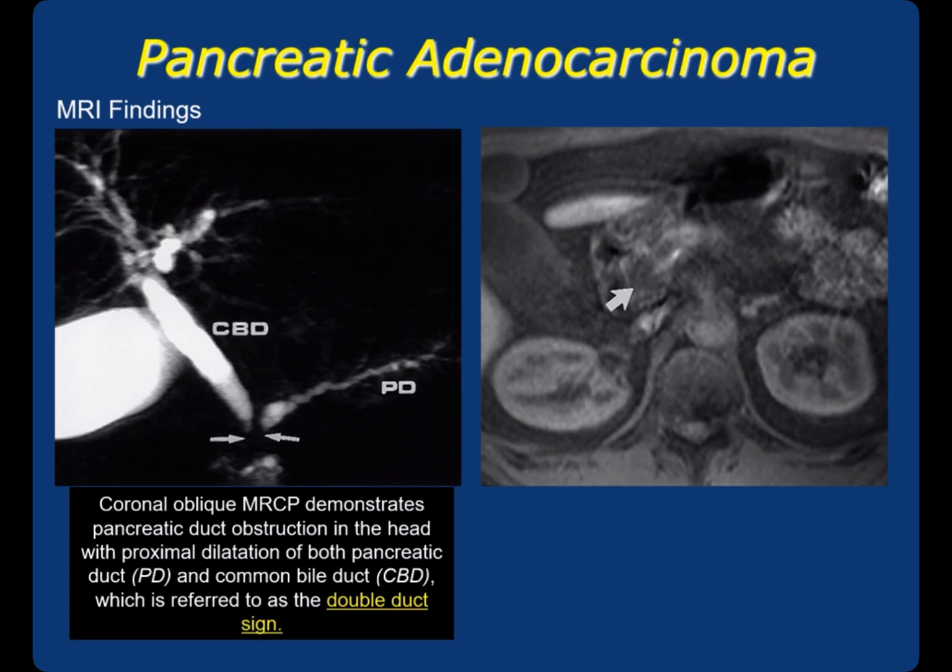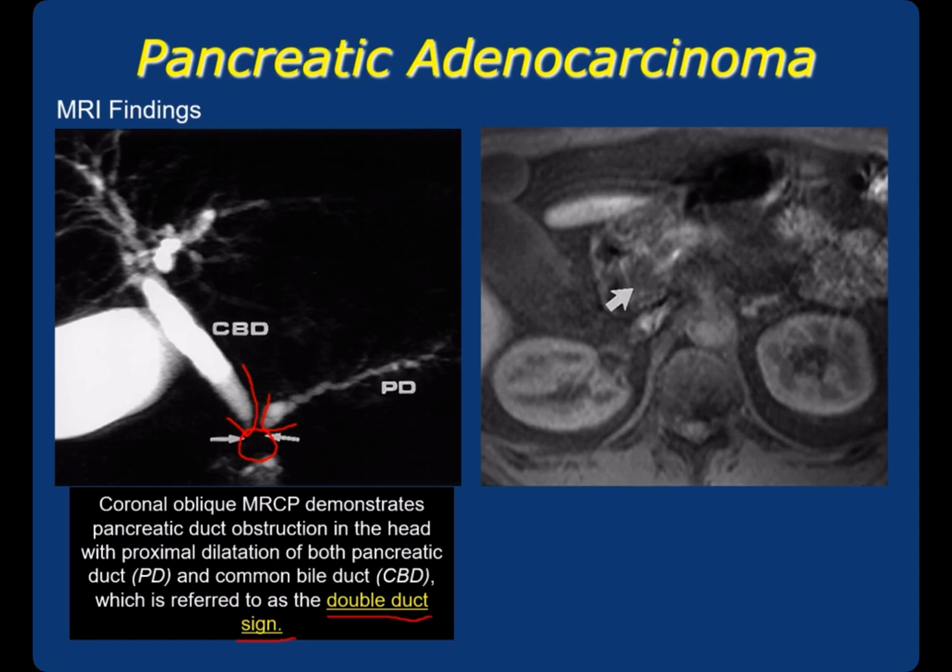In MRCP images, we can see the hallmark sign of pancreatic adenocarcinoma, the double duct sign. You should remember this one. It's because of pancreatic duct obstruction in the head with proximal dilatation of both the pancreatic duct and the common bile duct. Here is the pancreatic duct and also the common bile duct. And this is referred to as the double duct sign. Usually the tumor is located here. Here is the pancreatic adenocarcinoma, and because of the tumor, we can see the obstruction of both ducts, including the pancreatic duct and the common bile duct. And this is named the double duct sign.